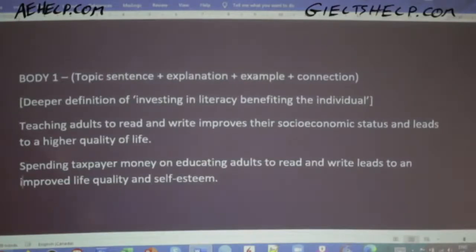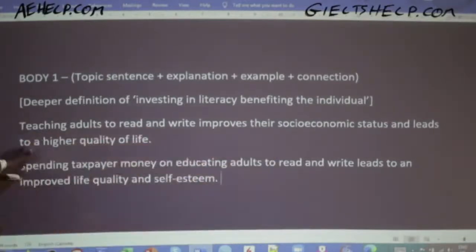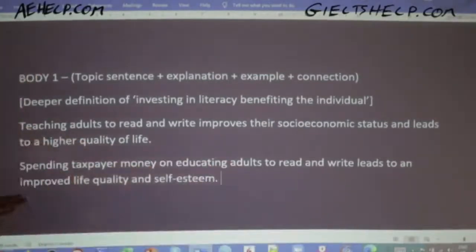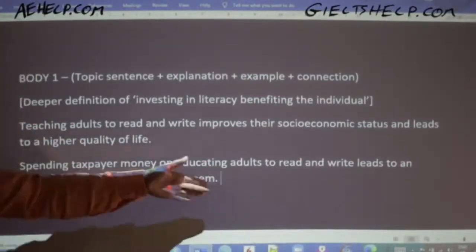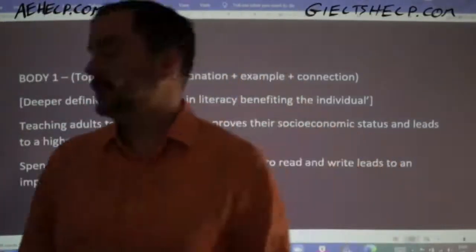All right. So now we want to explain that. Okay. So what do you mean by that? So what do you mean that it leads to higher socioeconomic status and a better quality of life? So what do you mean spending taxpayer money on educating adults to read and write improves quality of life and self-esteem? So this is where you get into how does that happen, right?